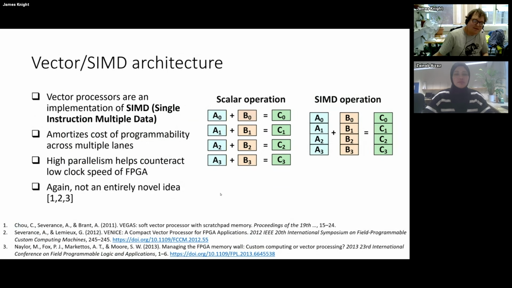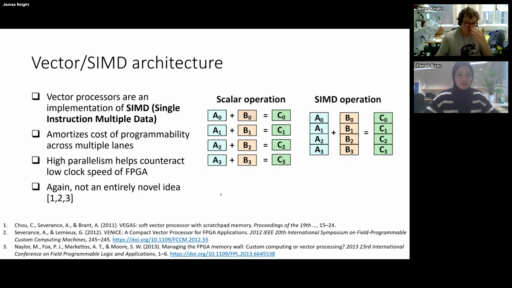This is interesting in the context of FPGA, and generally in the context of accelerating spiky neural networks, because you're amortizing the cost of the programmability across multiple lanes. You've only got one control flow, but it is computing multiple things in parallel. So the cost of the basic core is amortized across a potentially very wide accelerator. And the high parallelism also helps counteract the low clock speed of FPGA.